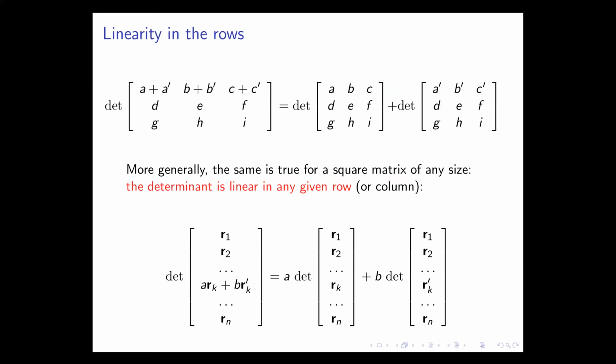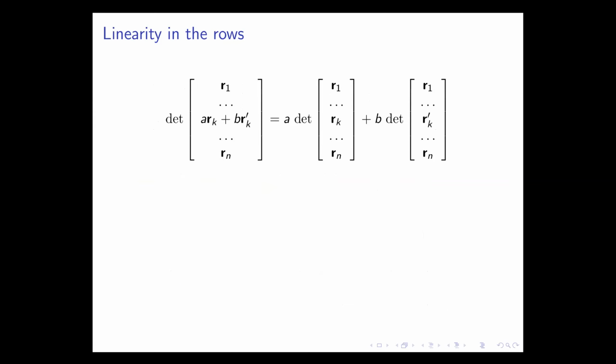So here R's are vectors, R1, R2, and so on. And now if you take the kth row, right? So you have a sum of 2 vectors, A times Rk plus B times Rk prime, then you get the right-hand side. It will be A times the determinant of the first matrix plus B times the determinant of the second matrix. Okay, so here's the formula.